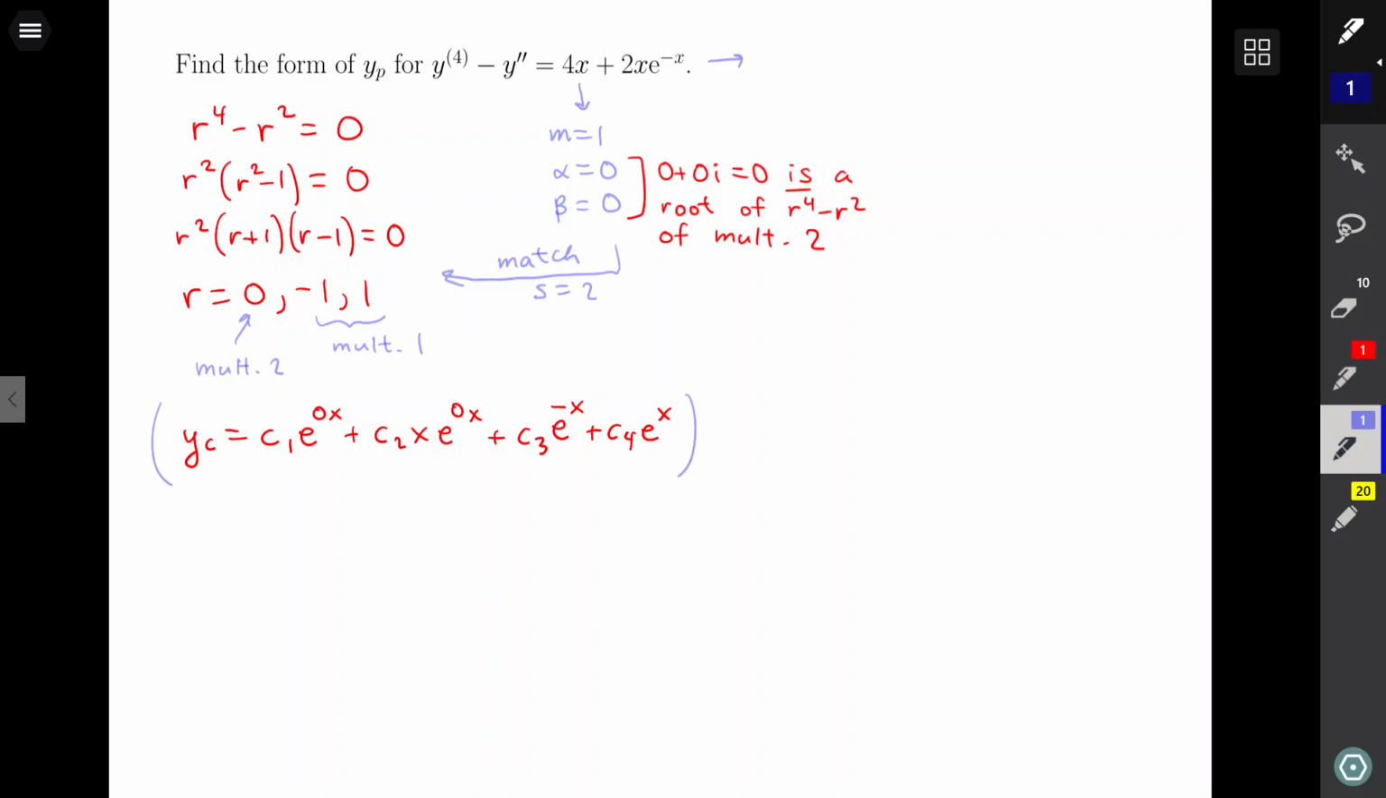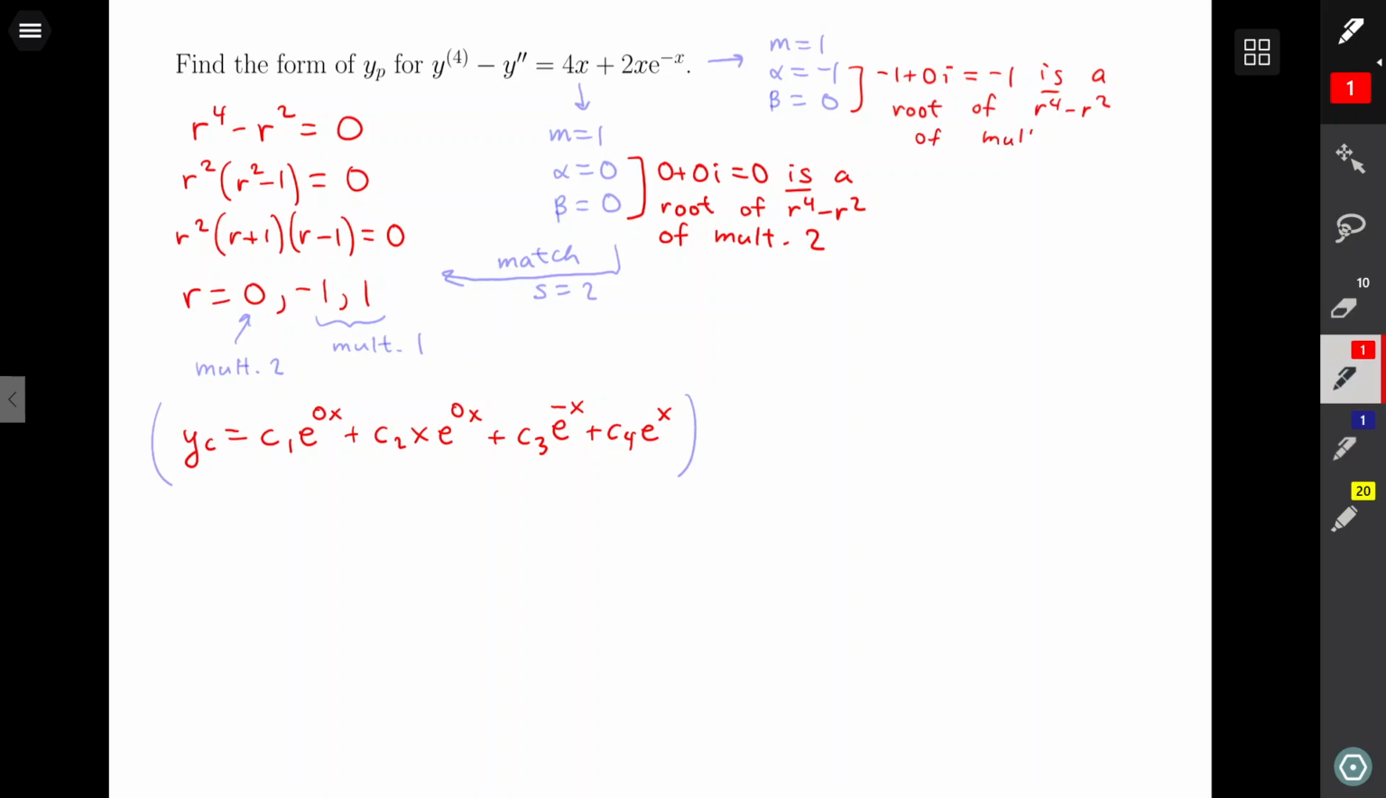Okay, now let's try to do the same thing with the other piece. M is 1 again. Alpha is minus 1. Beta is 0. Different alpha-beta pair. And in this case, you do negative 1 plus 0i, which is minus 1. That is a root of r to the fourth minus r squared, and its multiplicity is 1. So again, there's another match, but in that case, s is equal to 1.